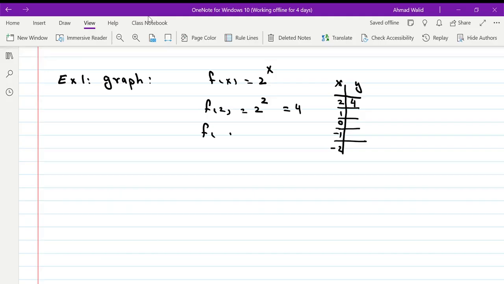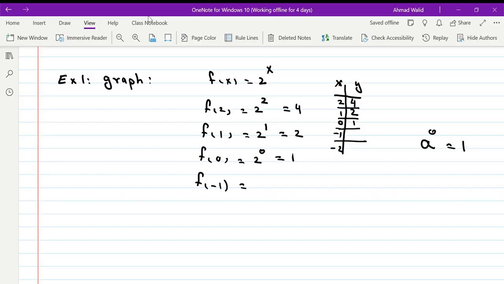Next, f of 1, it means 2 to the power of 1, which gives me what? 2. Next one, f of 0, which means 2 to the power of 0. Any number to the power of 0 is 1, correct? 1. Now, f of -1, it means 2 to the power of -1.